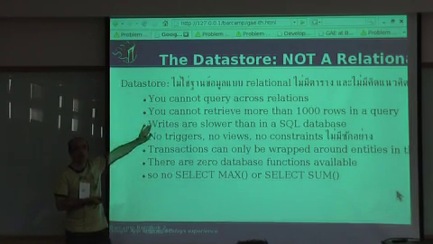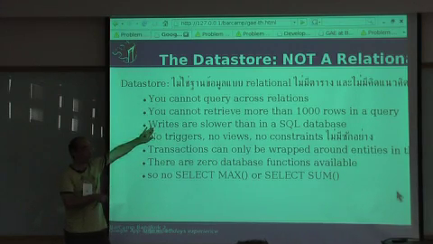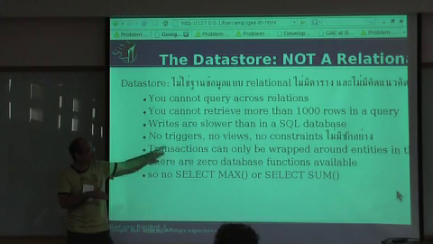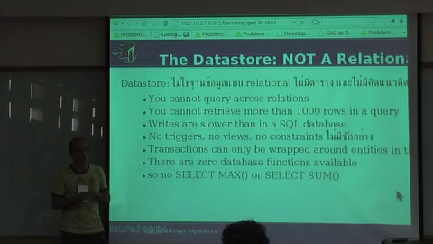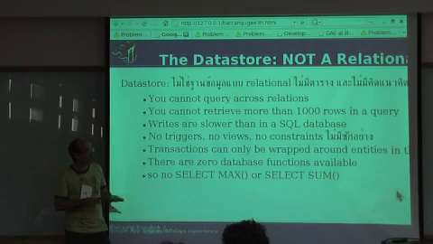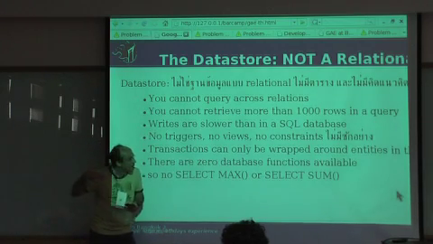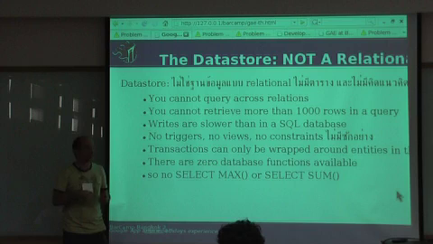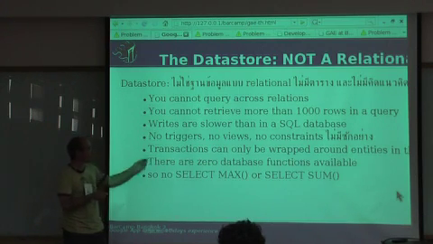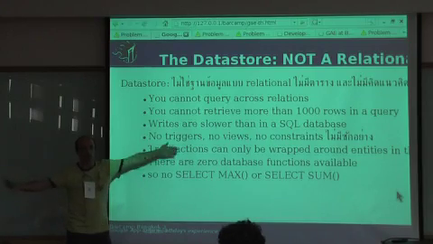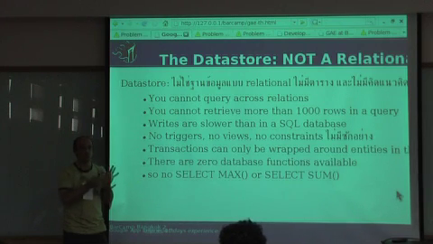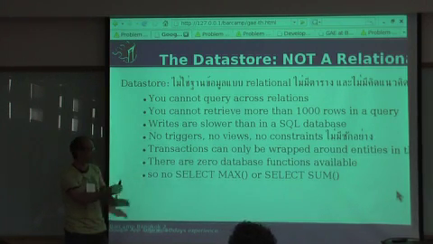The third thing, which I haven't tested because I was just running it locally, so I can't tell, is that they say the write is much slower than in SQL databases. There are no triggers, no views, no constraints. Again, this is not a relational database. A transaction can only be done around entities which are in the same hierarchy. I'll explain later what a hierarchy means. But basically, that means you cannot do a transaction across the whole database. You have to arrange your data in a certain way so you can do transactions only in this way.